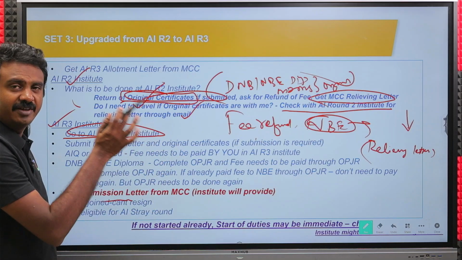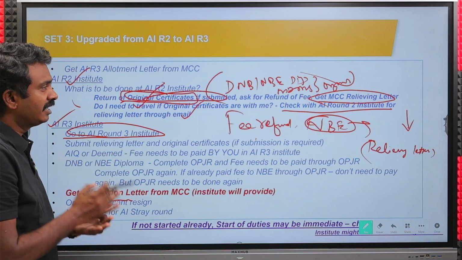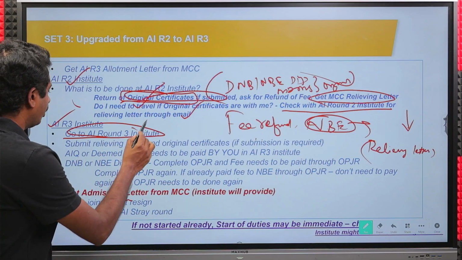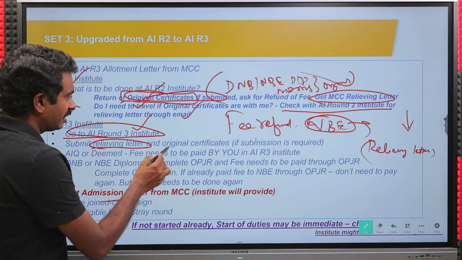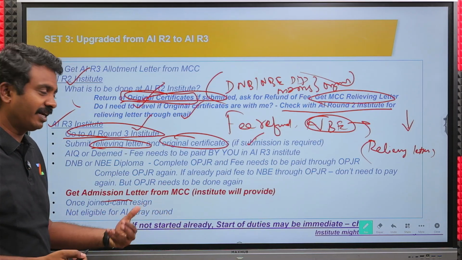Go to the All India round 3 institute. You have been relieved from the All India round 2 institute, asked for the fee refund, got the original certificates in your hand, and now got your relieving letter too. Go to the All India round 3 institute, submit the relieving letter and original certificates. If submission is required, submit them. Otherwise, they will verify and give them back to you.